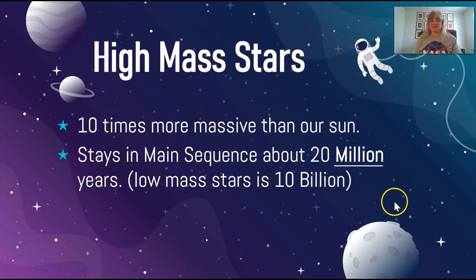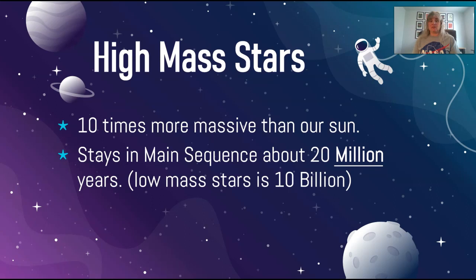All right, a high mass star is about 10 times more massive than our sun, and it stays in main sequence about 20 million years versus 10 billion. So they don't live as long as a low mass star. They basically burn hotter and they're larger, so they run through their hydrogen faster than a smaller star. So, quite a bit shorter life.